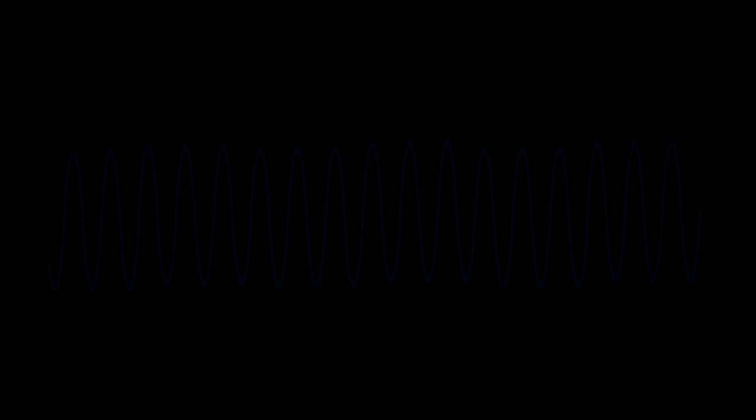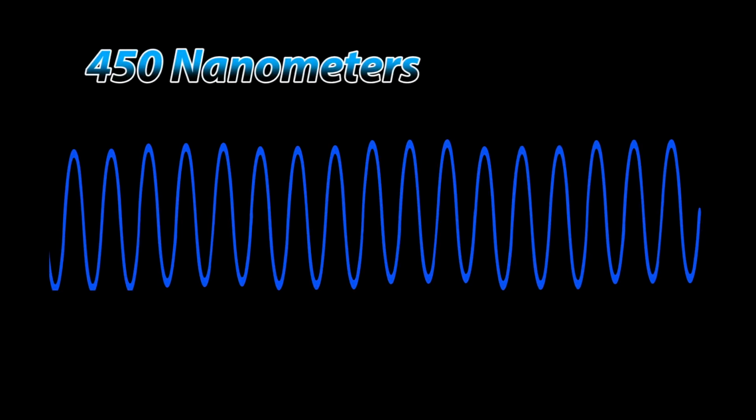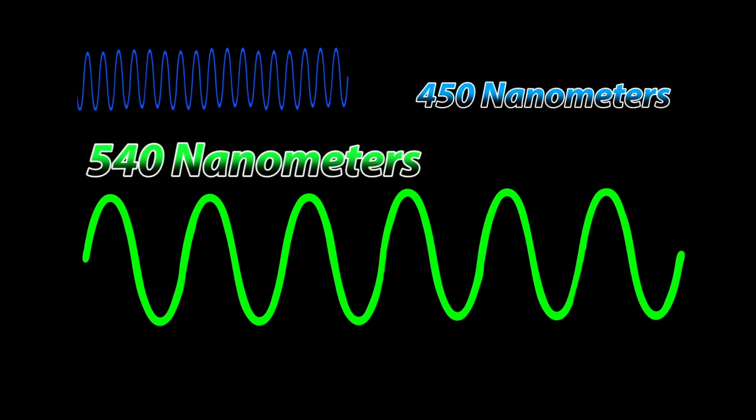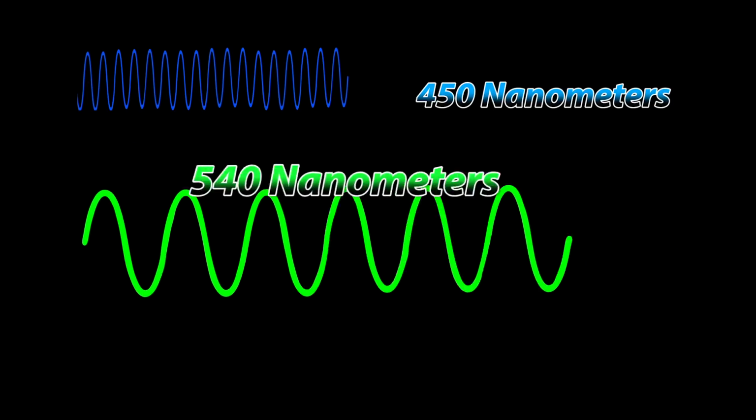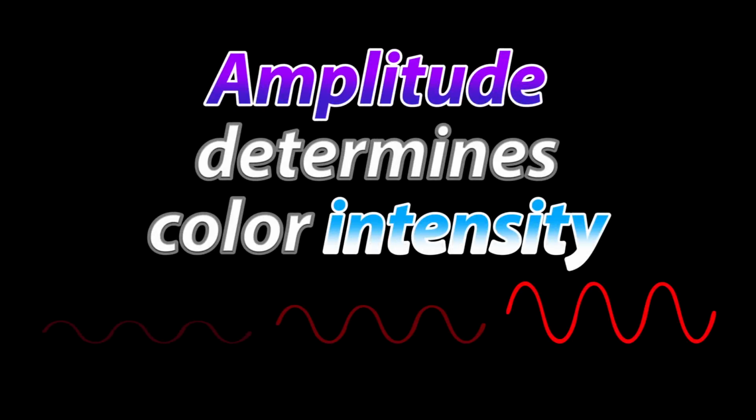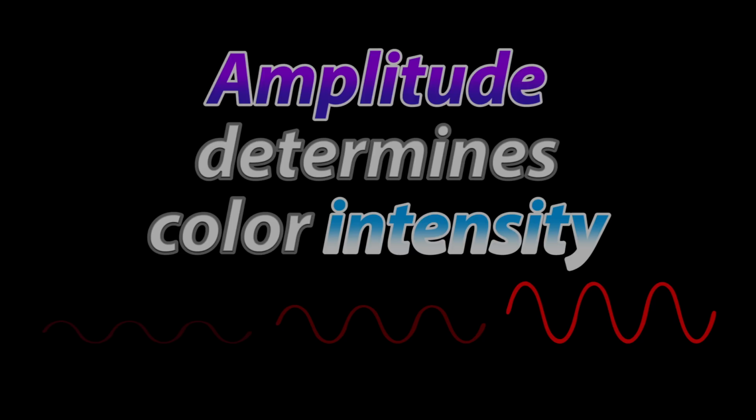You will be interested to know that wavelength determines color. As examples, 450 nanometers is seen as blue. 540 nanometers is seen as green. And 720 nanometers is seen as red. The amplitude, or the height, of the wave determines the brightness or intensity of that color.